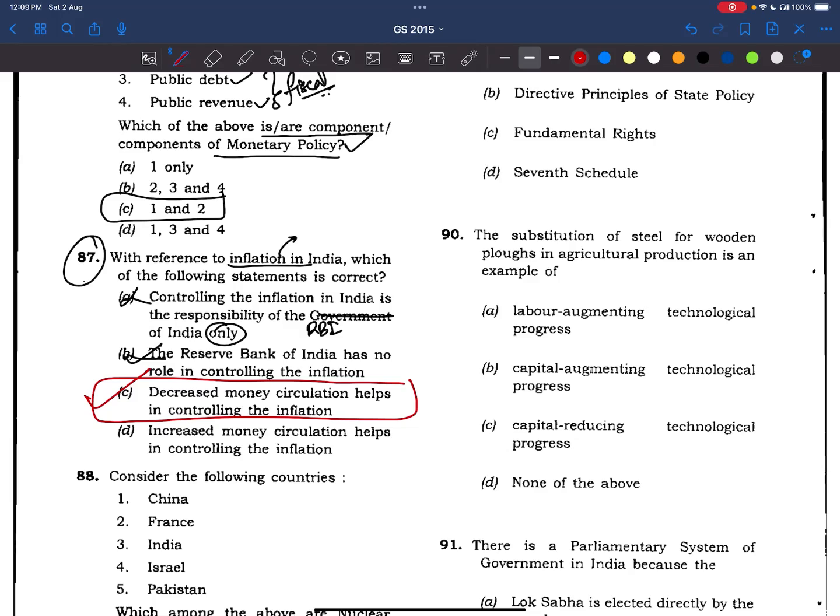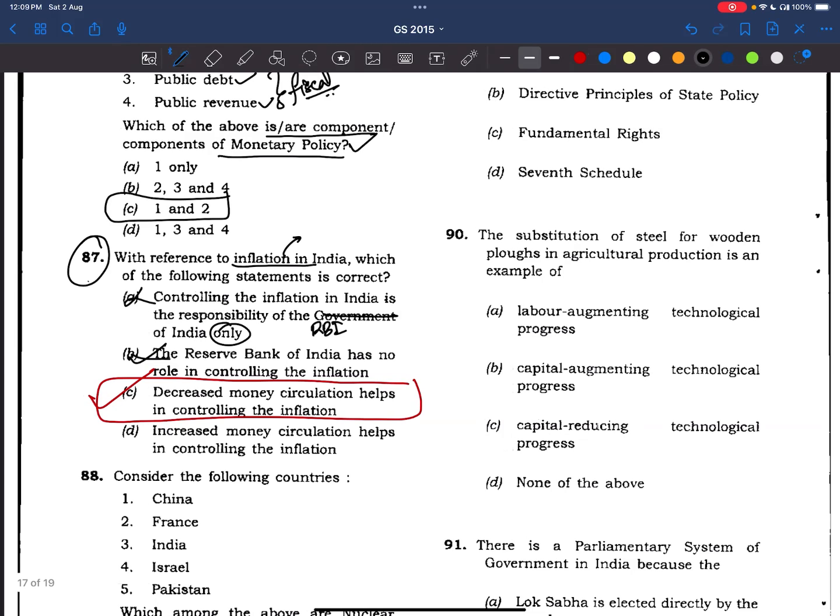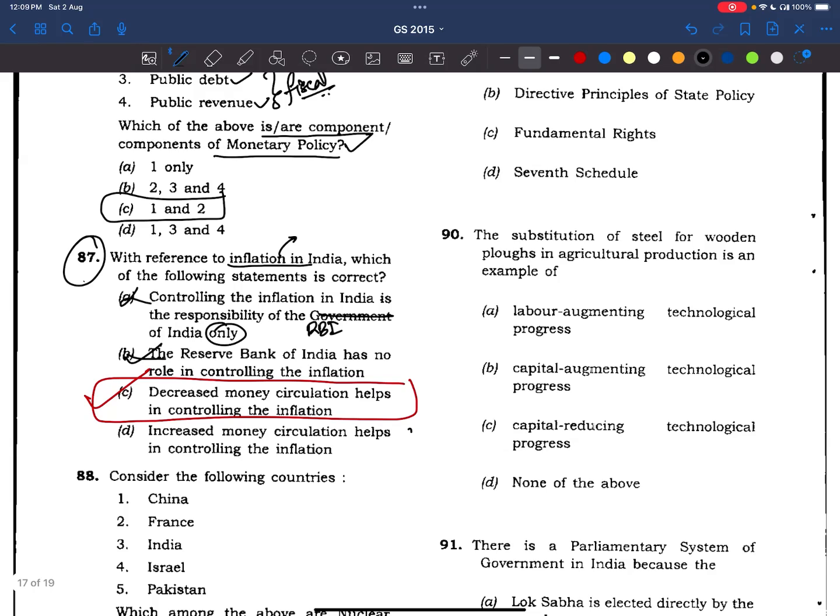So answer is C. Now, coming to the fourth statement: increased money circulation helps in controlling the inflation. If you are not sure about the above two options, you can see that options C and D are opposite to each other. So definitely the answer should be between C and D only. This way you can eliminate the other two options.